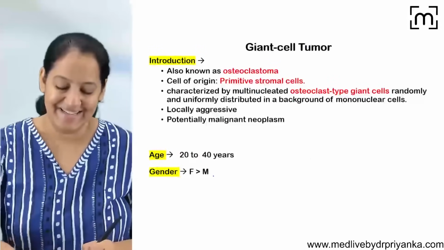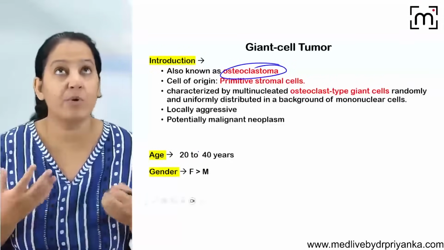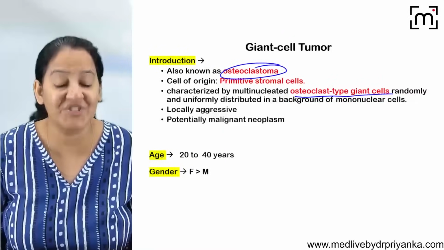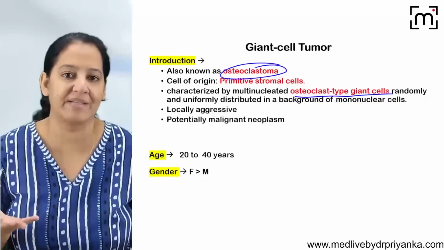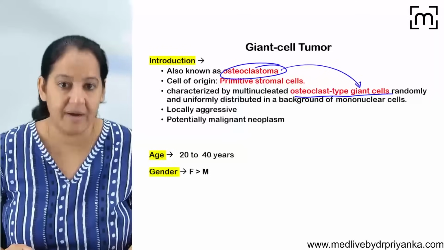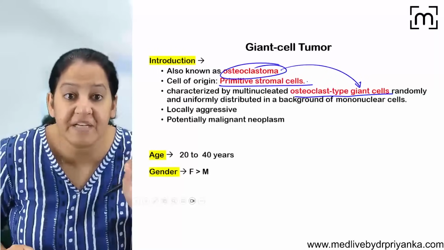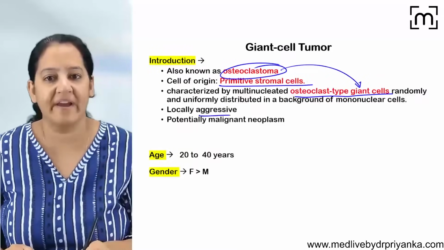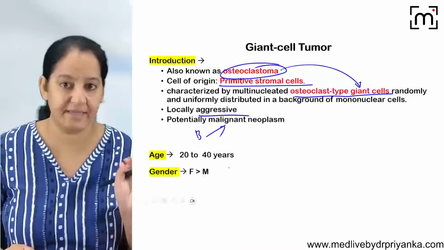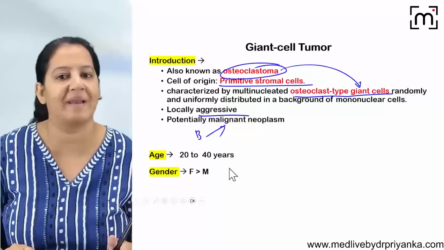Let's start it. So giant cell tumor, also known as osteoclastoma, because it is having osteoclastic cells. What are osteoclastic cells? The osteoclast type cells are the giant cells. They all have multiple nuclei. That's why it is known as osteoclastoma. It is a tumor which is arising from the primitive stromal cells. It's locally aggressive, although benign, but sometimes it can be atypical and convert into malignancy.